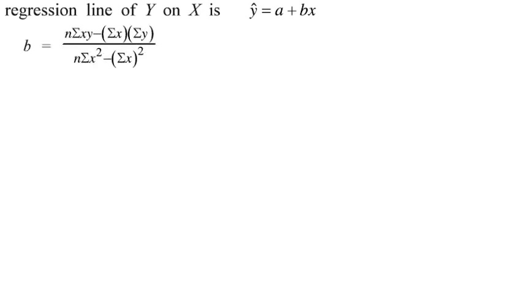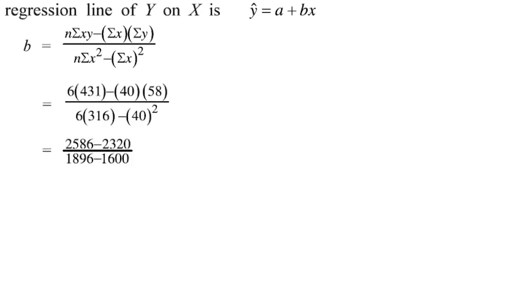Now start with the title, regression line of y on x is y cap is equal to a plus bx. Now the formula for b, as it is the xy method, we will call it so. Put in the necessary values, and after putting the values, multiply, subtract and divide, and that way you will get the value of b as 0.90. The rounded value of b is 0.90.